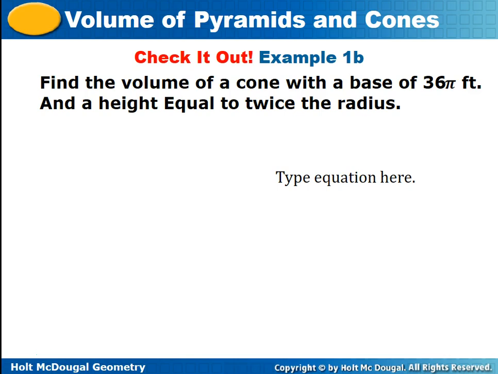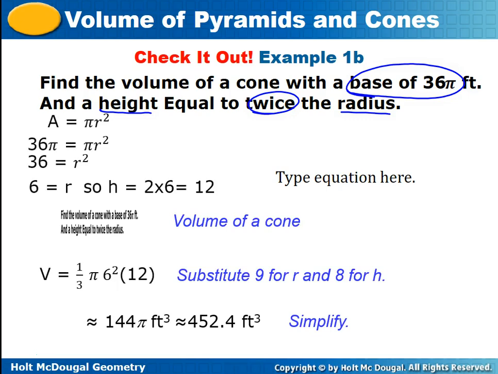My next problem says find the volume of a cone with a base of 36 pi feet. Okay, so base. Now I happen to remember that the base of a cone is a circle. So we're talking about the area of a base. What we want to do first is find the radius again, because it says here that our height is equal to twice the radius. So we've got to find the radius to be able to find the height.